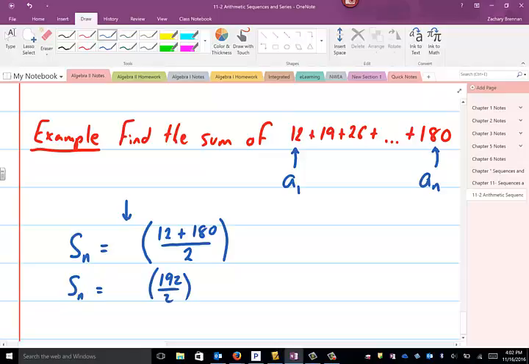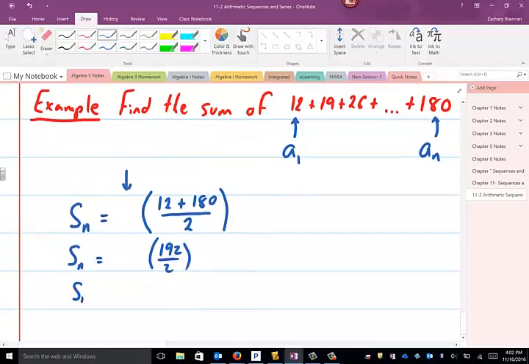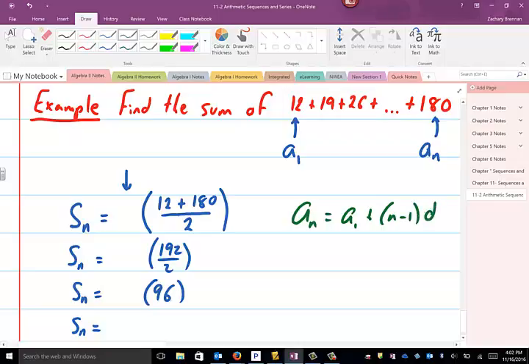Right? 192 over 2 is 96. And if I just know how many terms there are, I'm going to be able to get this answer, and it will be S sub n equals something. Okay, so what can I do to find n? How about I do this formula? A sub n equals a sub 1 plus n minus 1 times d.